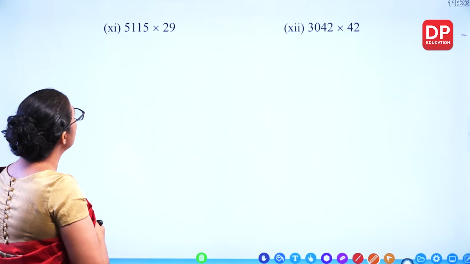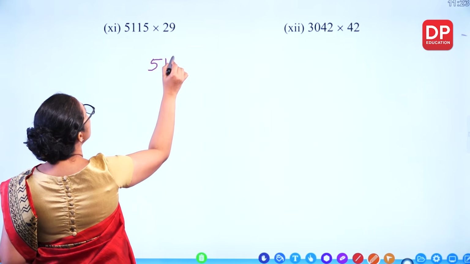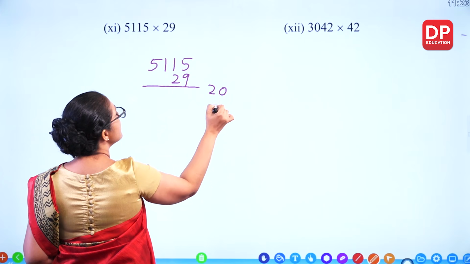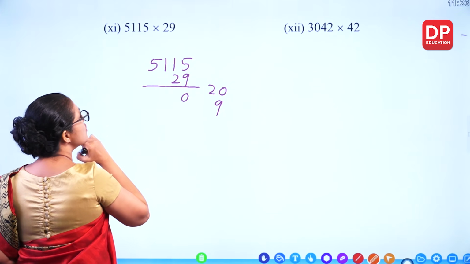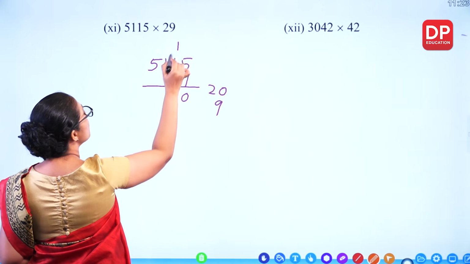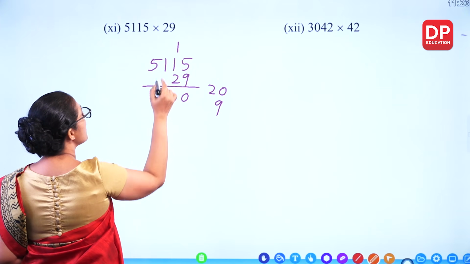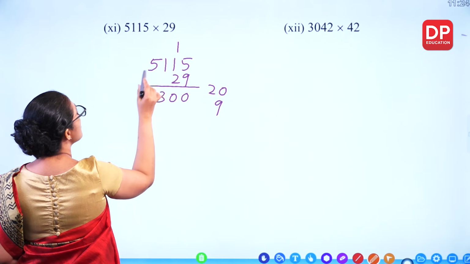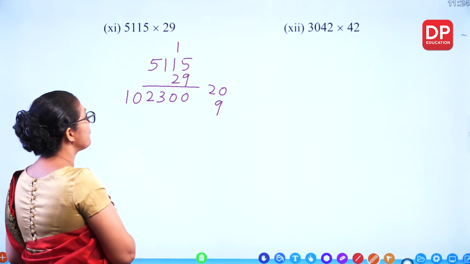Multiply by 29. 5115 multiplied by 29 means 20 and 9. Put 0 and multiply by 2. 2 times 5, 10. 1 remaining. 2 times 1, 2 plus 1, 3. 2 times 1, 2. 2 times 5, 10.